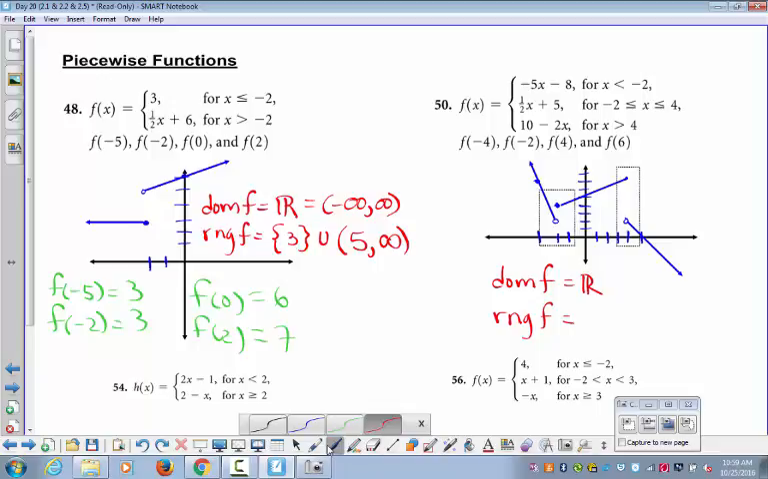Then let's go above 2. Is there any other y value that's not corresponding to a point on the graph? No. So the range starts at negative infinity, goes up to positive 2, doesn't include it, but then it picks up again right away. So the range would look like that. We have to pull out one number.